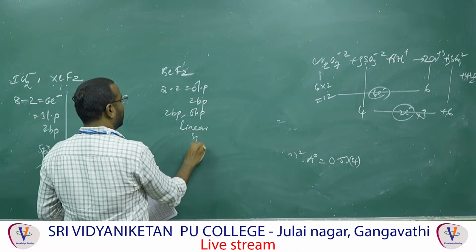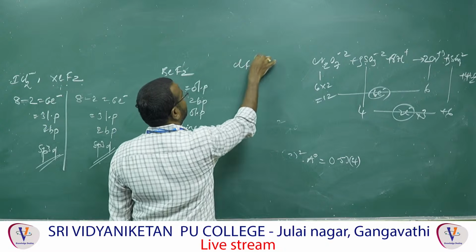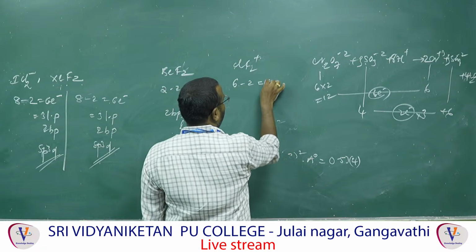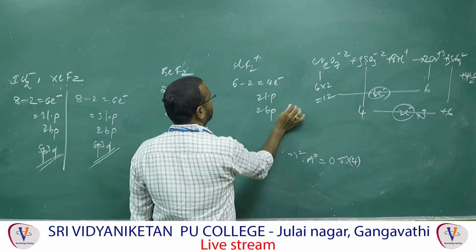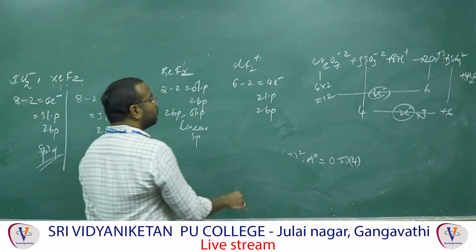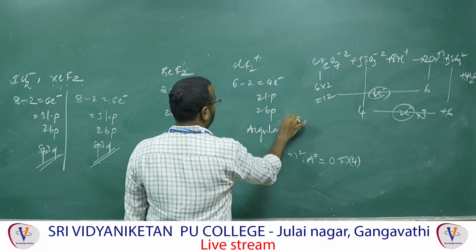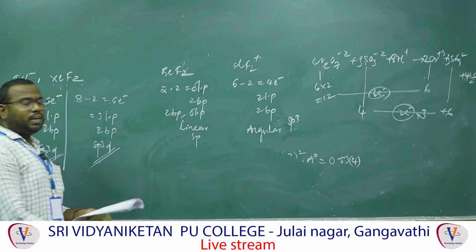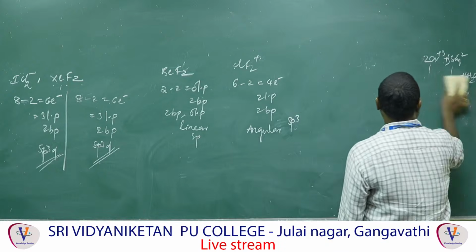in sp hybridization. Whereas ClF2 plus, when we consider, it has 7 minus 1, 6 minus 2. That's 4 electrons, 2 lone pairs, 2 bond pairs, and then we have something like 2 lone pairs and 2 bond pairs. So it is angular in shape. And it's sp3. So hybridizations are different, shapes are different. That's not a correct option for us.